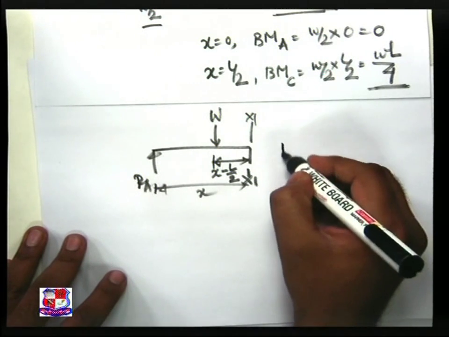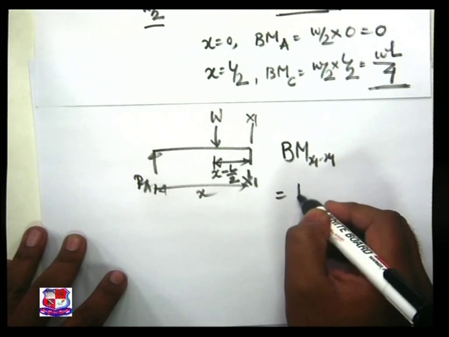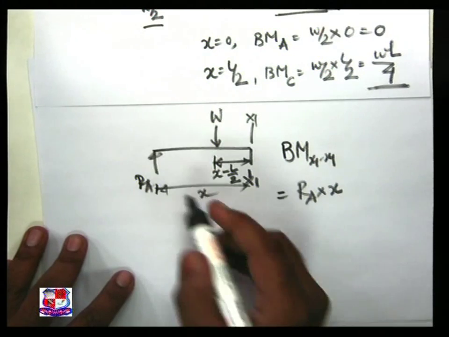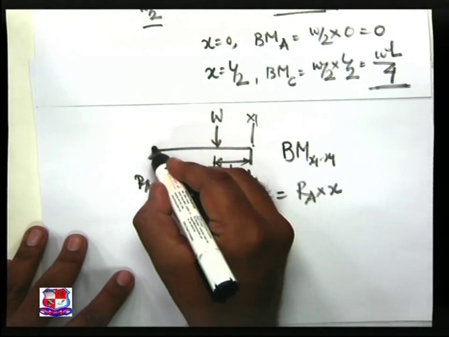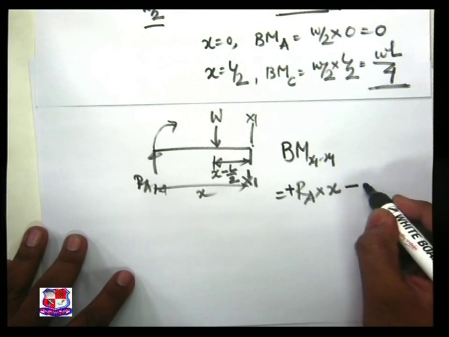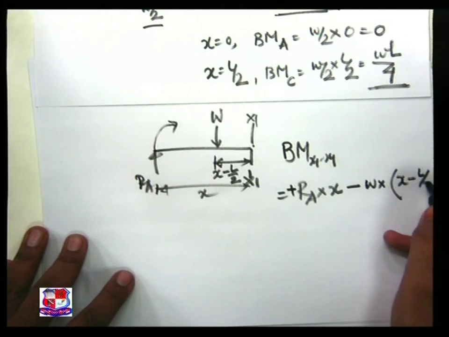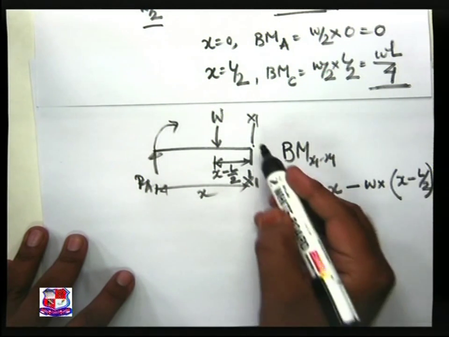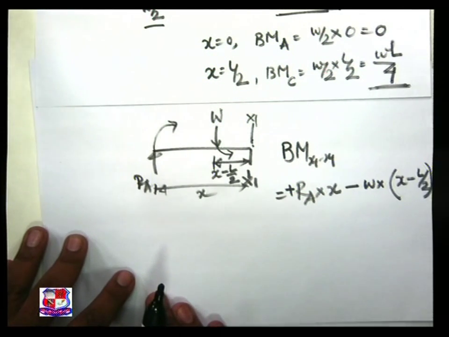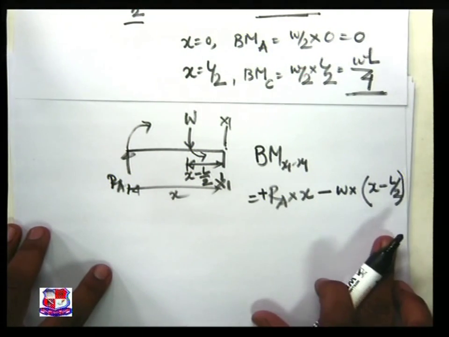Therefore, the bending moment at x1 x1 is equal to RA into x, as it creates a section left clockwise, treated as positive, minus W into x minus L by 2. Why minus? Because it is section left anti-clockwise. So we have a linear equation.